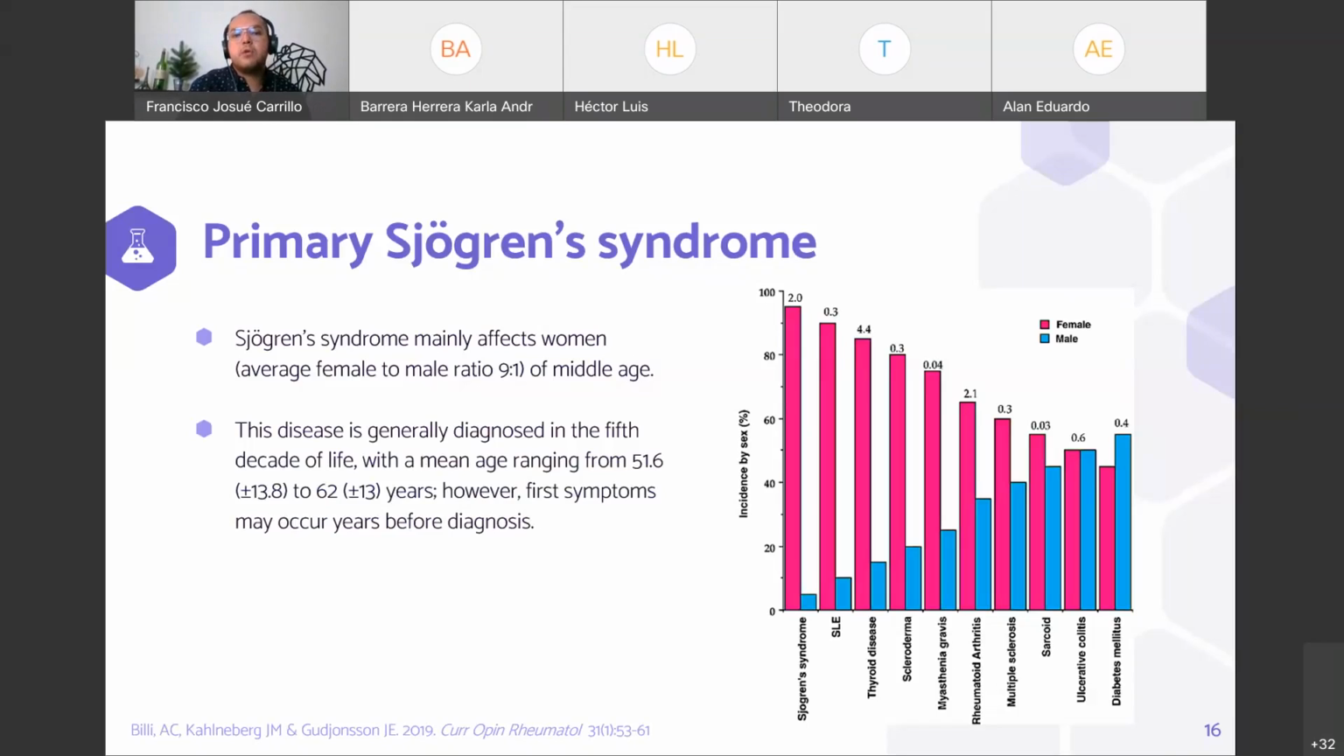However, the first symptoms may occur years before diagnosis, and this is a problem because some of these symptoms are not clinically relevant to the patients, and there are several cases that are underdiagnosed until we have a clinical manifestation that affects, for example, the nervous system, the kidneys, or the lungs, or until the fatigue or the articular manifestations are more evident. This is the moment when the patient goes to the clinic to get the clinical diagnosis by a specialist.